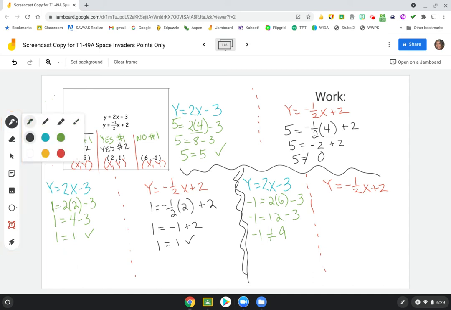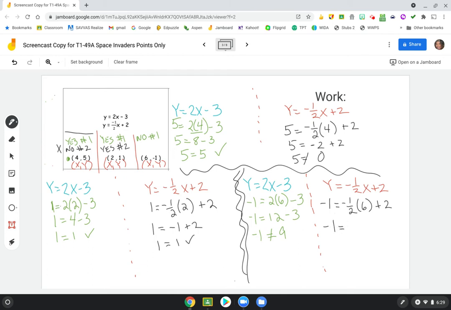And now let's just check. Since it's not on line 1, it won't be the solution to our system, but let me just go through and finish. So if y is negative 1, then I have negative 1 half times 6, which is the x, plus 2.